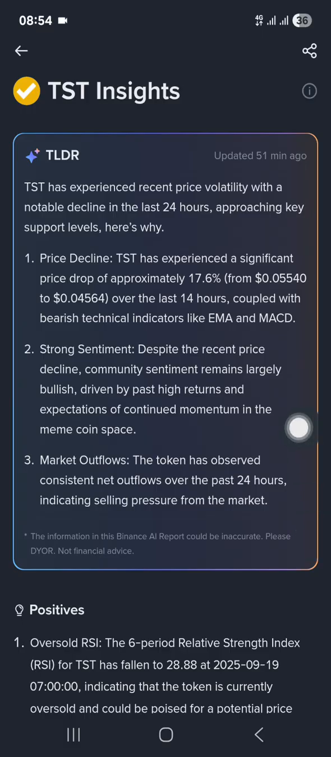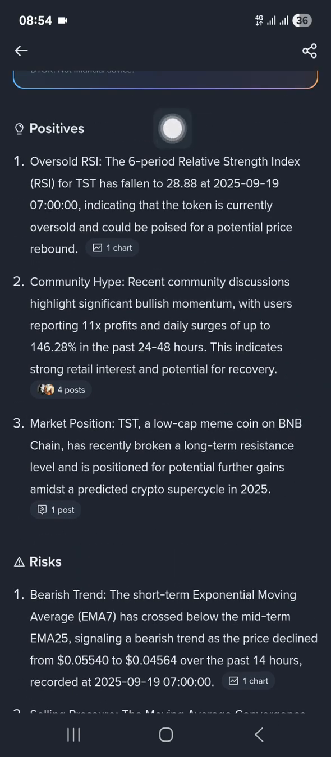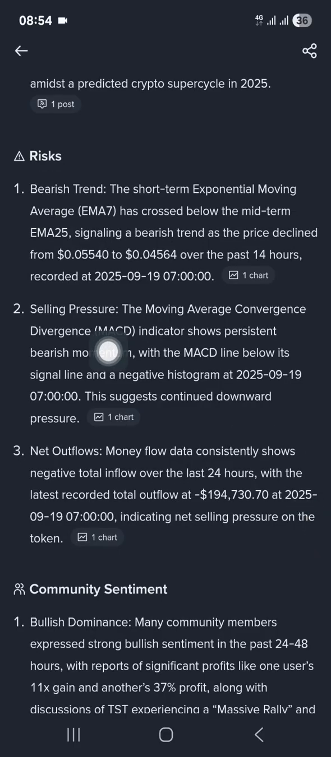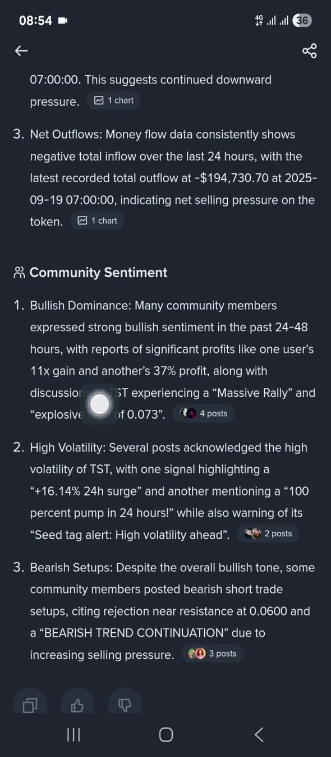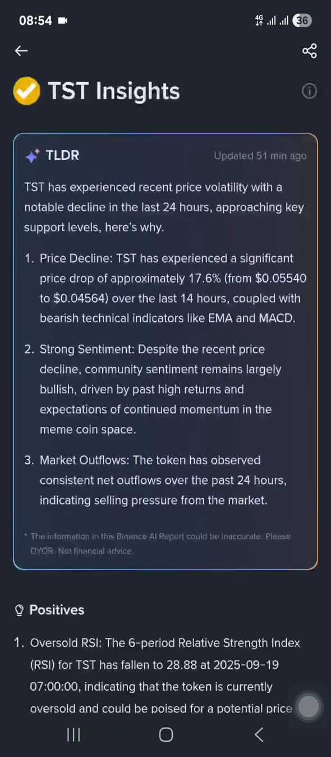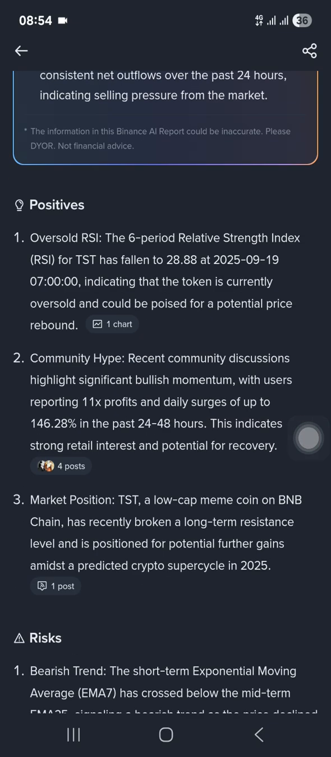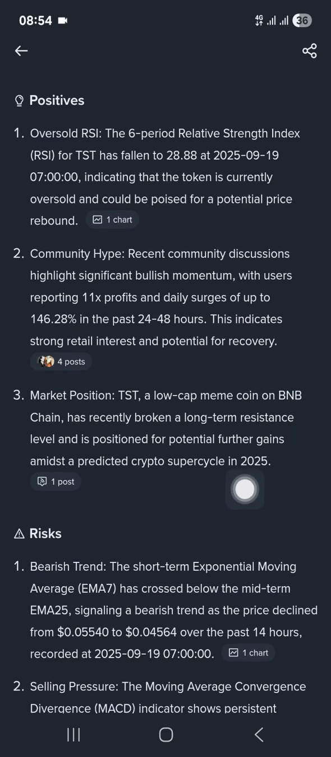For instance, if TLDR is telling me positive, and my positive sentiment is also high, and my risk is very low, and my community sentiment is also positive, automatically that means it's going to be bullish. But let's consider TLDR for instance and see what it is like. Now, from TLDR, the summary is negative, right? It's telling us that it's bearish from what you have read there. Let's see the positive part of it.